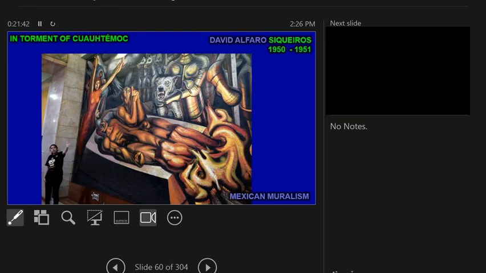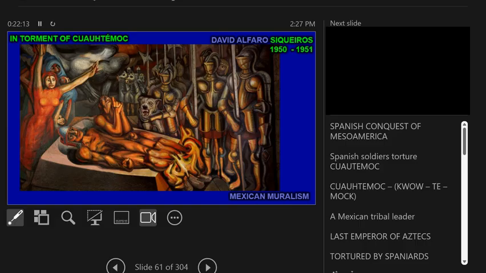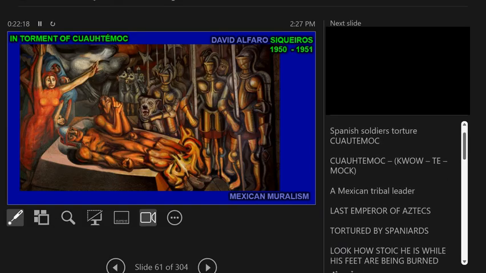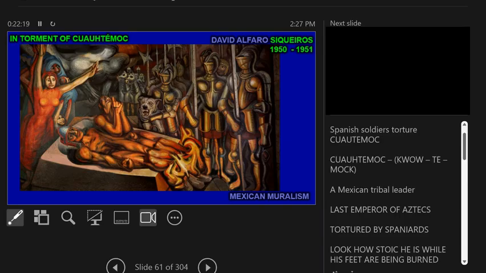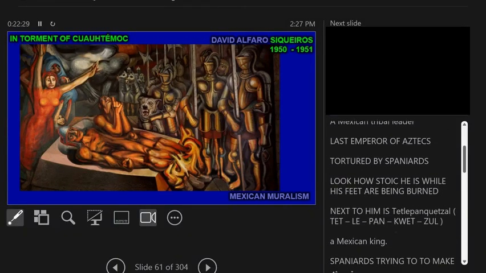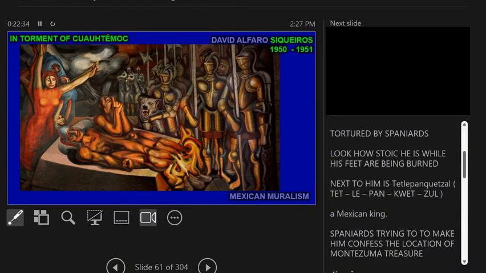This is the painting that I want you to remember for the test. It's the Torment of Cuauhtémoc. So this takes place during the Spanish conquest of Mesoamerica. Spanish soldiers are torturing Cuauhtémoc. He's a Mexican tribal leader, and he's the last emperor of the Aztecs. Look at how stoic he is. He's the one on the bottom. His feet are on fire, his legs are on fire, and he's just laying there.